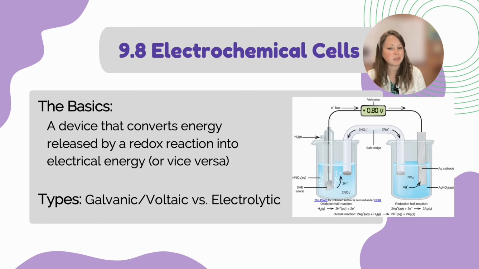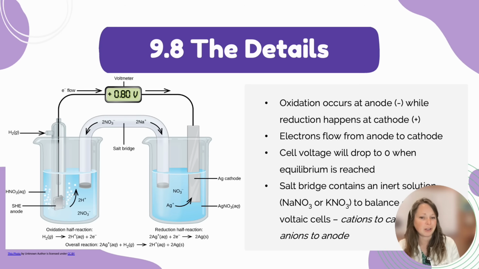So electrochemical cells, basically it's just a device that's going to convert energy released by that redox reaction into electrical energy, or it's a reaction that takes electrical energy and converts that into chemical energy. So we have 2 different types of cells depending on the order. What are we doing here? Is this a thermodynamically favored reaction where we are producing electrical energy, or do we have to force this to happen in order to create chemical energy?